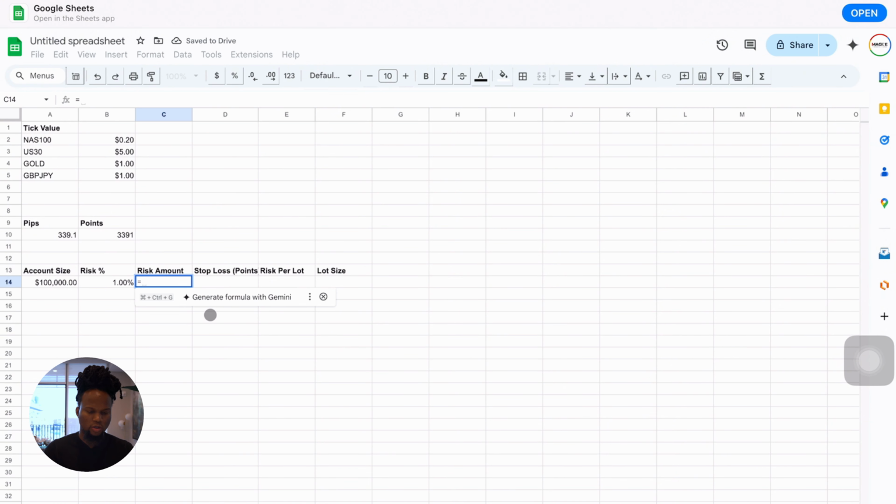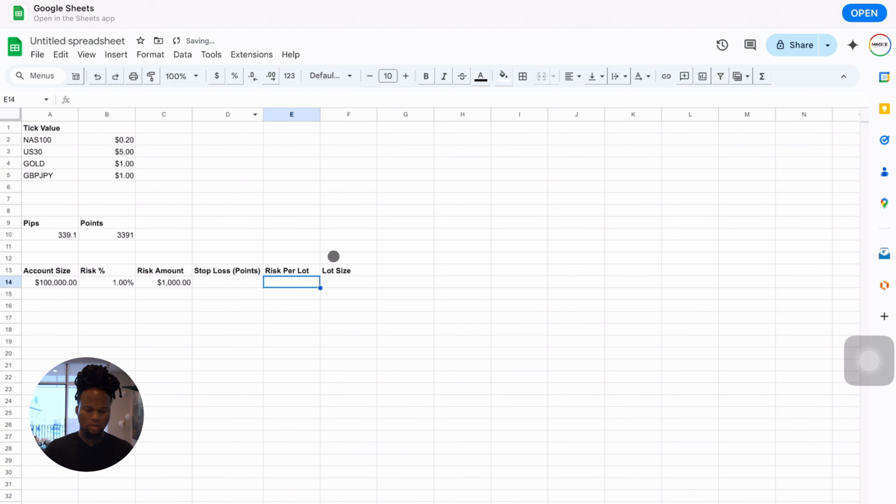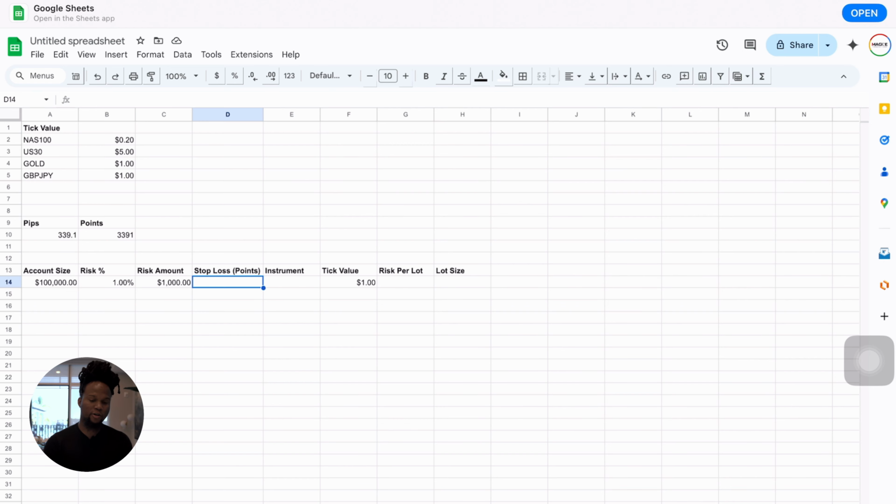So risk amount, let me tell you the formula. Risk amount is going to be this times this, right? It's going to be risk amount times account size. Now stop loss in pips, risk per lot. You're going to need to know the tick value. So this is really like an upgraded version of the lot size calculator where you're going to be able to calculate anything, right?